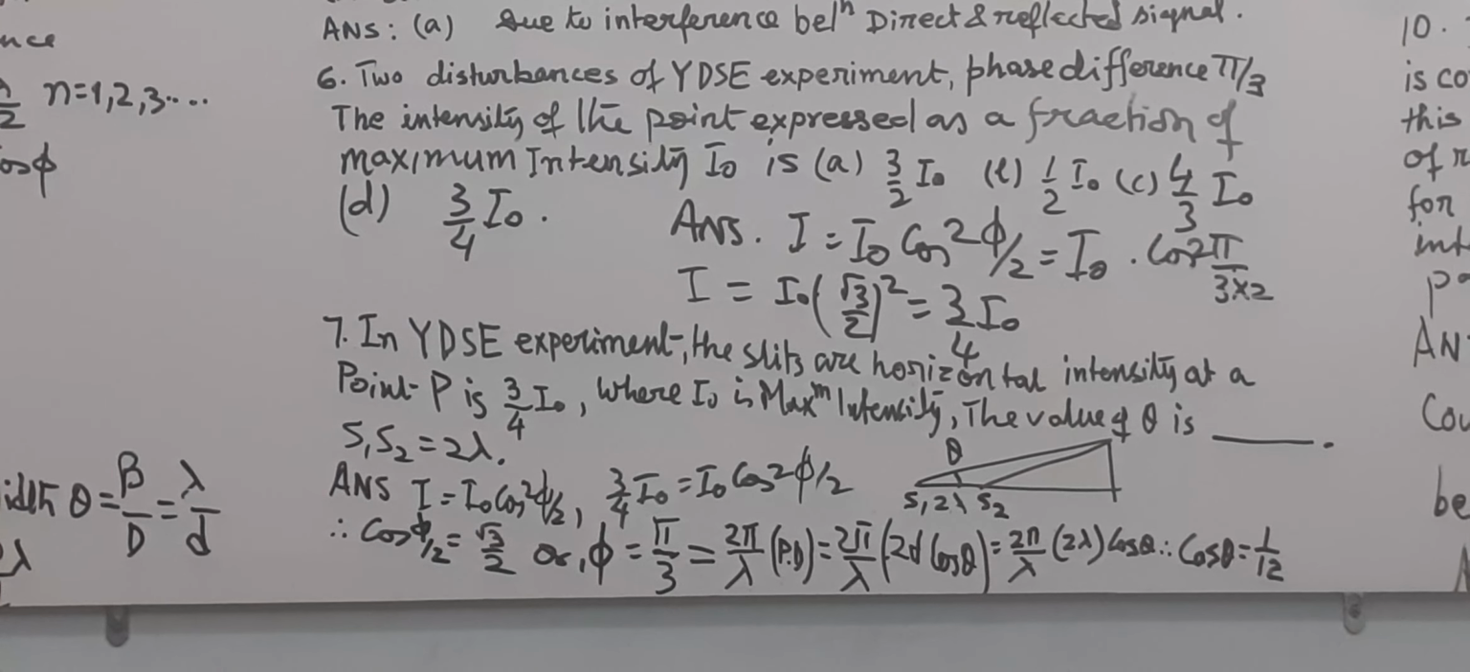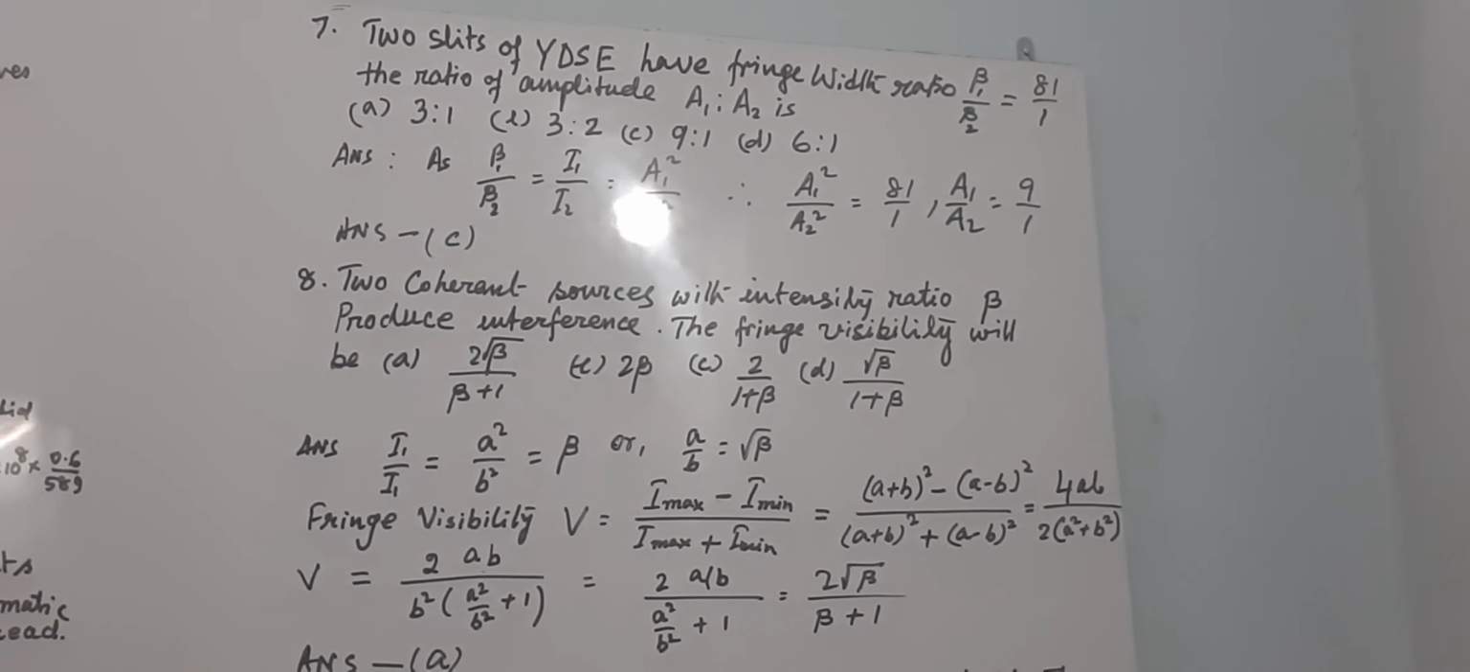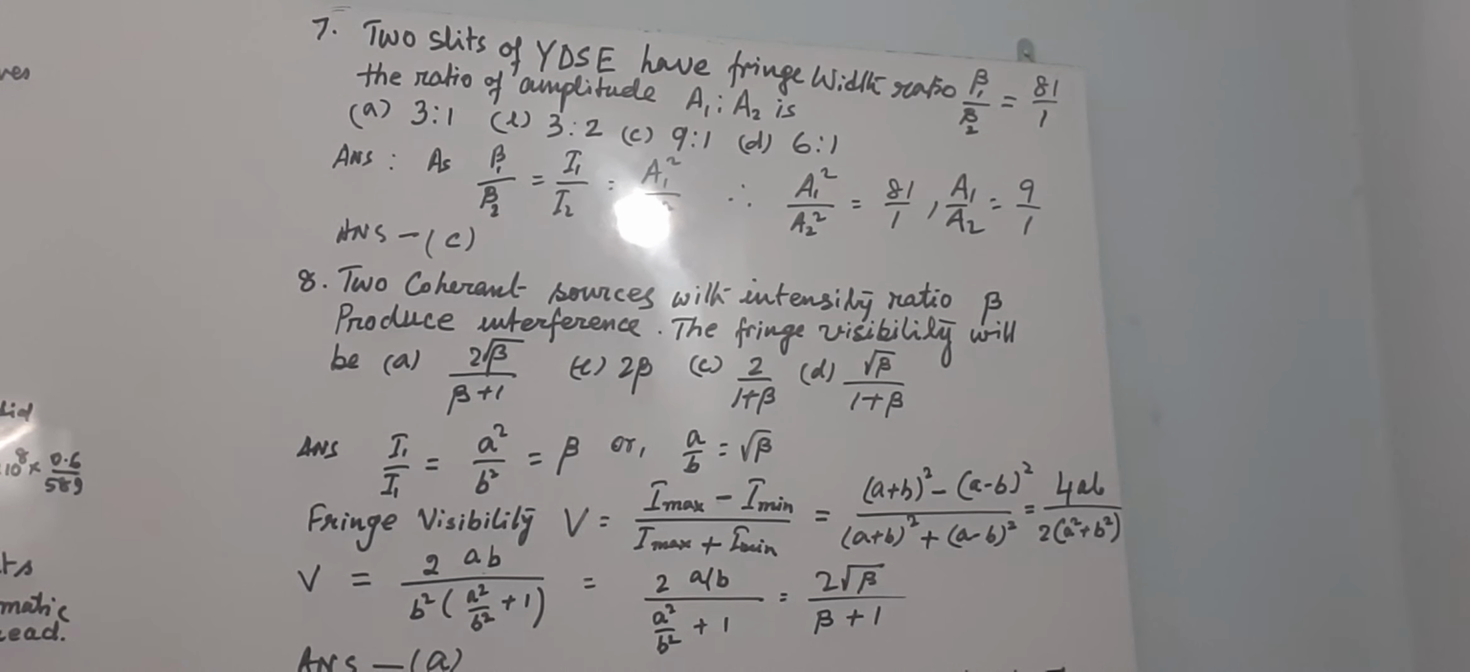Now, come to question number 7. Two slits of Young's double slit have a fringe width ratio beta 1 by beta 2 equal to 81 by 1. We have to find the ratio of the amplitudes A1 to A2. As we know, beta 1 by beta 2 equals intensity 1 by intensity 2 equals A1 square by A2 square. So we can put A1 square by A2 square equal to 81 by 1, which will give A1 by A2 equal to 9 by 1. So answer C is correct.